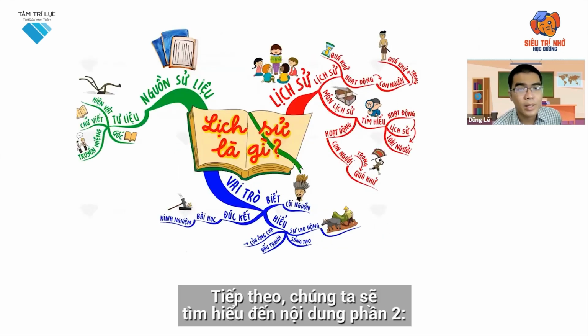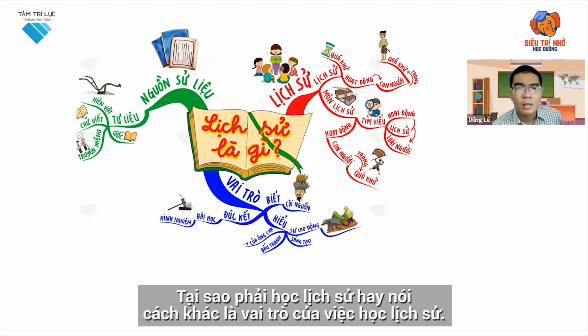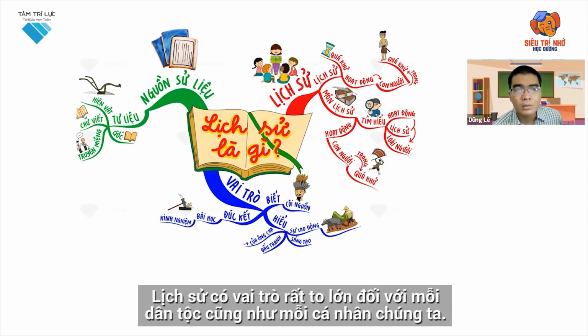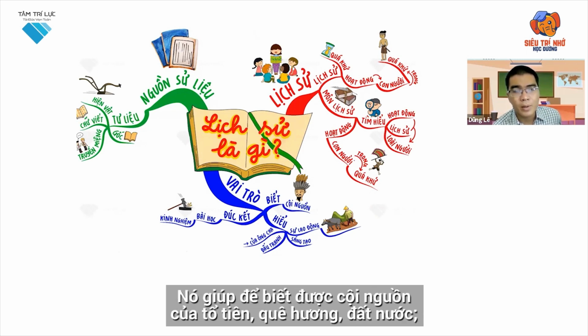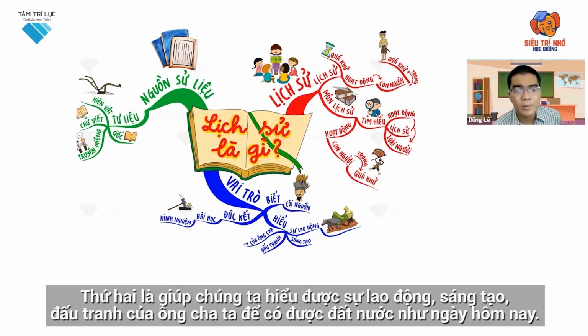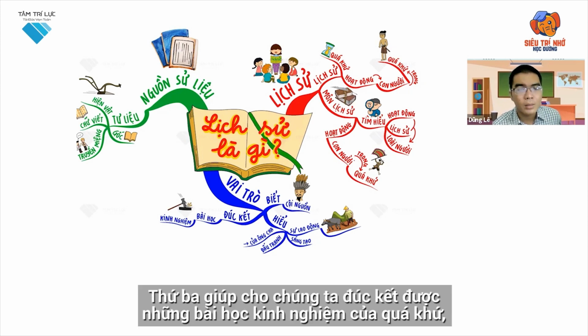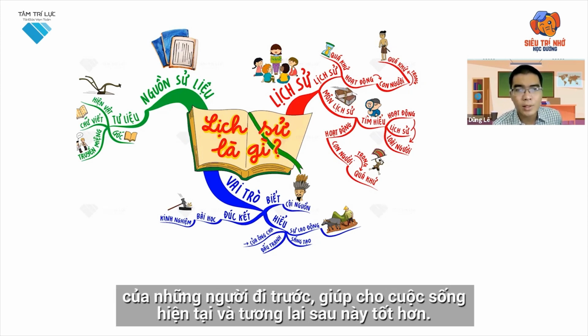Next, we move on to part 2. Why should we learn history? Or, it is another way of saying, the objective of learning history. History plays a huge role for each nation as well as each of us. First, learning history to know the origin of ancestors, homeland, country. Second, it helps us to understand how our forefathers had to work, create and struggle to build the country today. Third, it helps us learn experience from the past, from the predecessors, helping our life at present and making it better in the future.